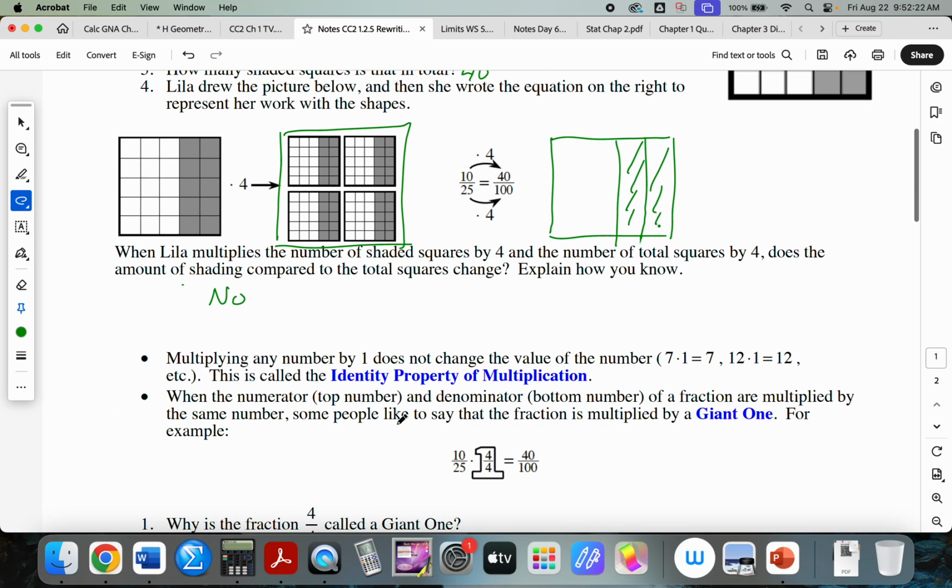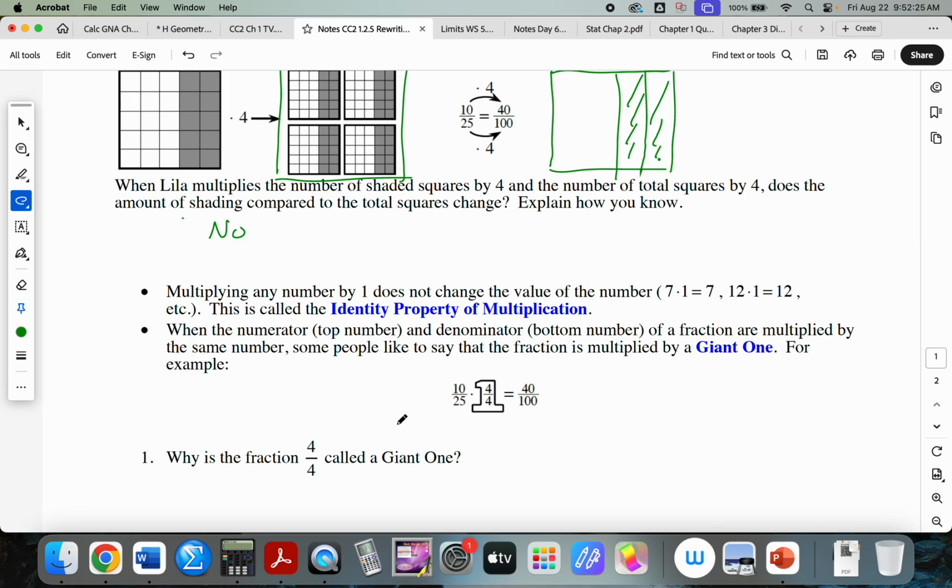So let's move on. Remember that multiplying by the number 1 does not change the value of the number. 7 times 1 is still 7. 12 times 1 is still 12. This is called the identity property of multiplication. And before you dismiss this as not a big deal, do you know that my calculus students use this idea all the time? It's an important idea to math. If you multiply by something that is equal to 1, you don't change its value.